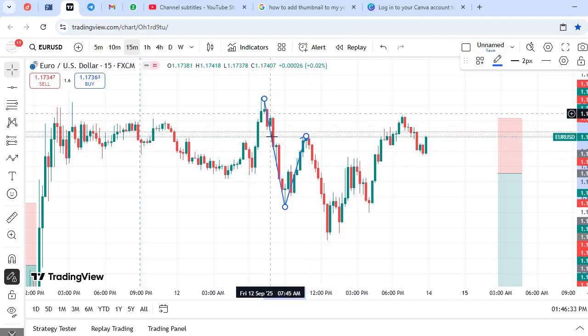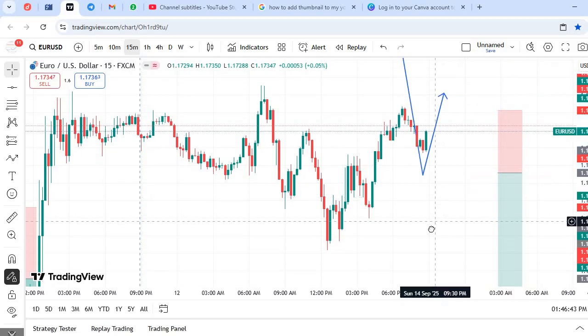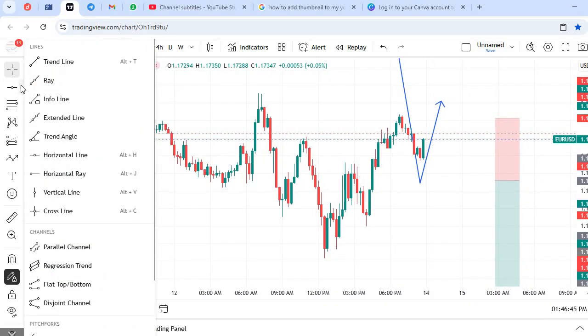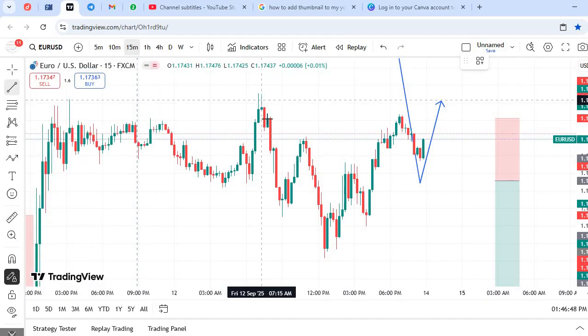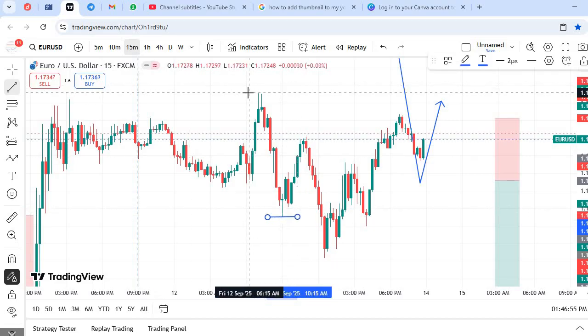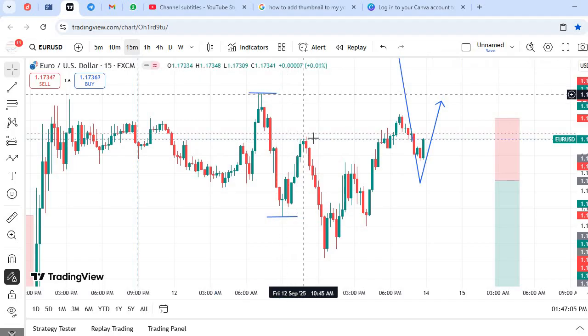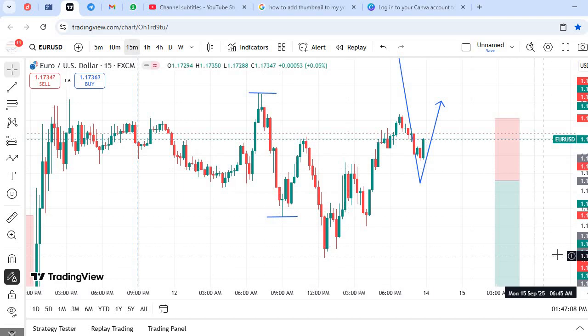Once you have been able to locate the impulse, the correction will start building. So what you now do is locate the recent low and the recent high. This is a downtrend, so this is the recent low, and this is the recent high. Please just follow me. It's very simple. This is the recent low and this is the recent high. Can you see?